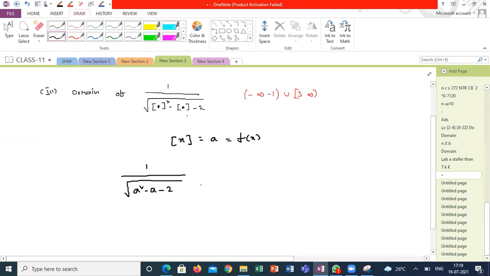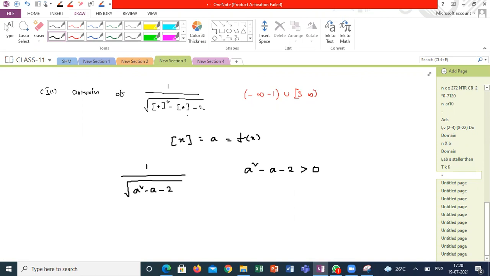So this is 1 by root of some function of X. What is the condition at which it won't get any output? Root of negative values is not possible, correct? And it should not be 0. So I can say A square minus A minus 2 should not be negative and should not equal 0. It should be greater than 0. Guys, am I right or wrong? It should not be less than 0.